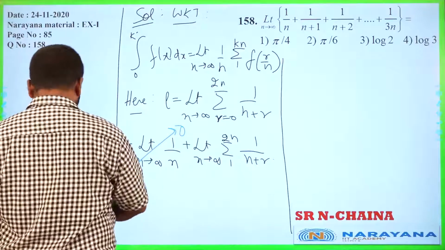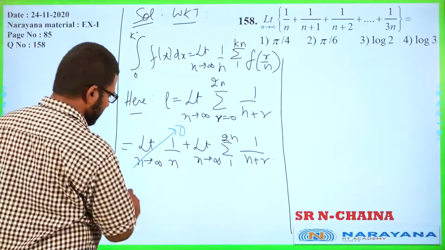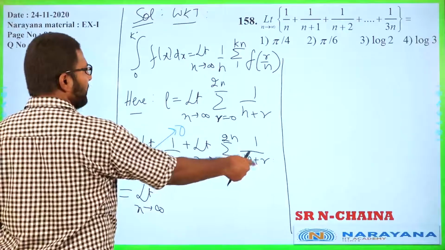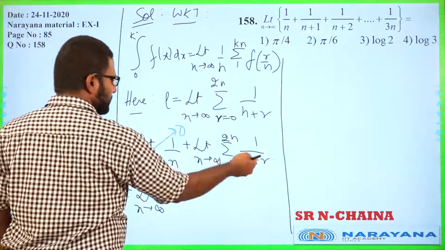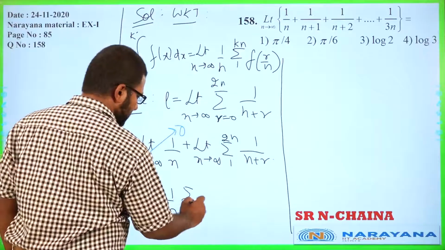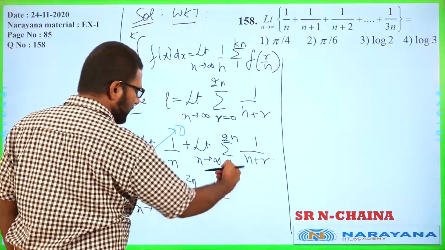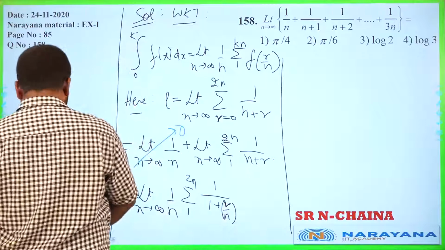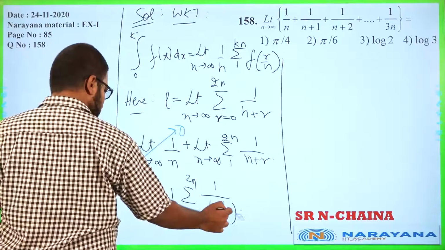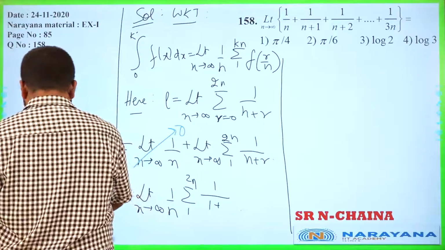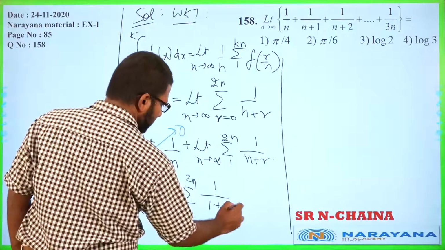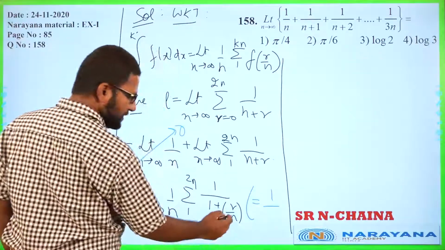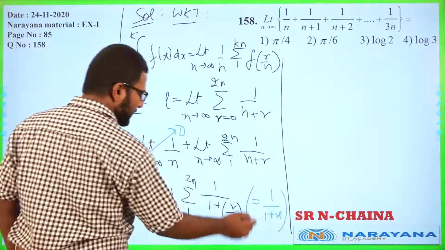So we have limit n tends to infinity. Now to match it here, I need a 1 by n outside. So just take a 1 by n outside, summation 1 to 2n, 1 by, you see this becomes 1 by 1 plus r by n, right? And then as I said, mentally you write this as, replace r by n with x, that is 1 by 1 plus x.